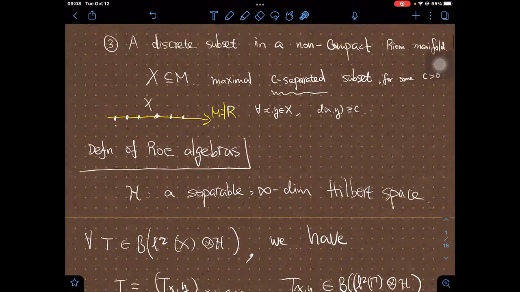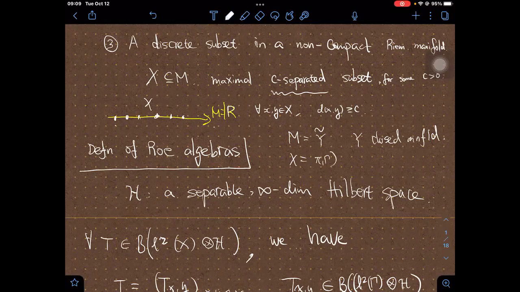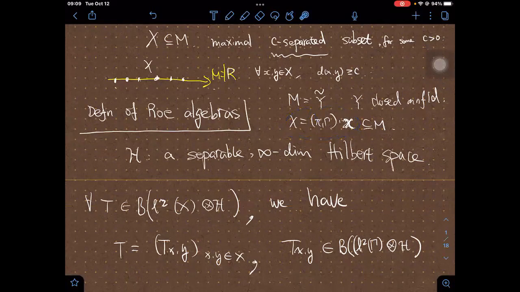Maybe an easier way to understand this: you can think of M as the universal covering of a closed manifold. Then you can take X to be one orbit in the universal covering. Yeah, this is just one orbit. This is the interesting example. I will talk about this later.